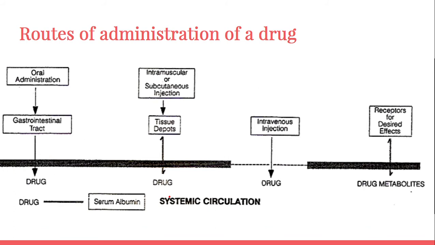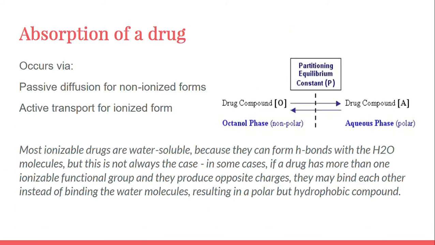Forgive this small excursion to dosage forms materials. And we are back to absorption of a drug. It occurs via passive diffusion for non-ionized forms and active transport for ionized forms. Now, most ionizable drugs are water-soluble because they can form H bonds with H2O molecules, but this is not always the case. I'm going to show you an example in the next slide.